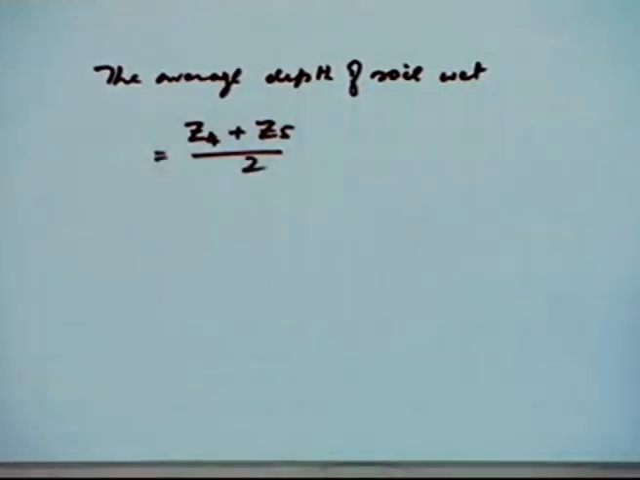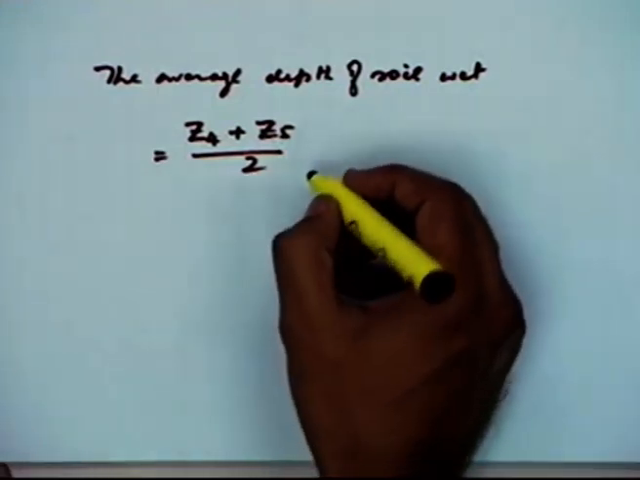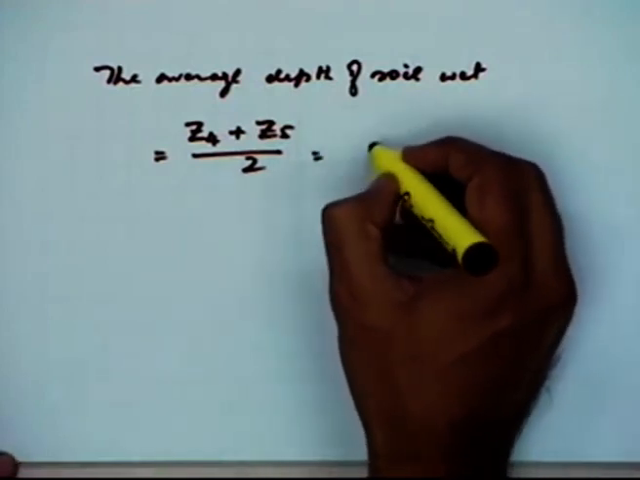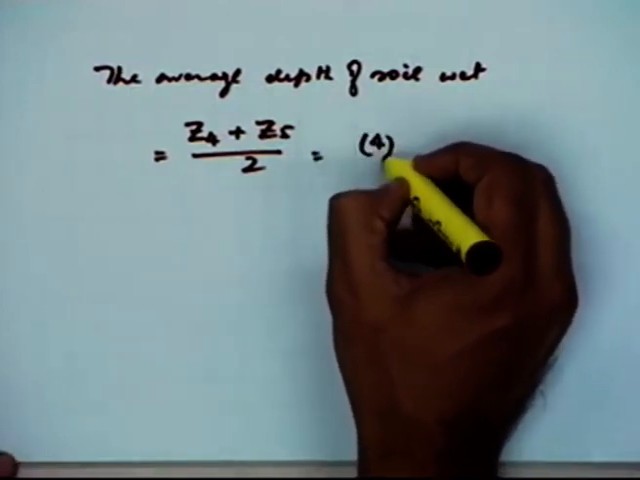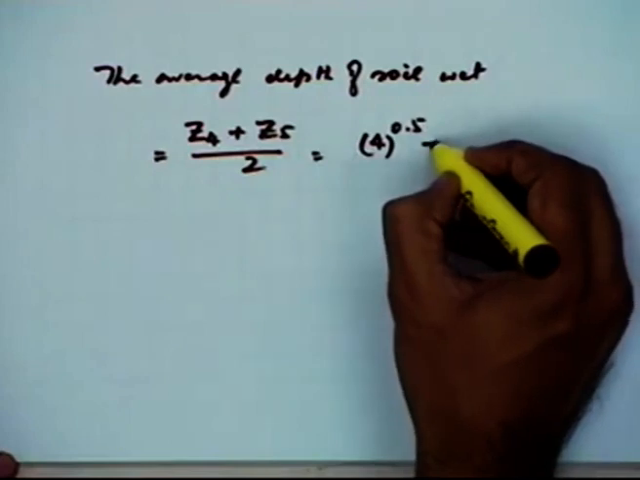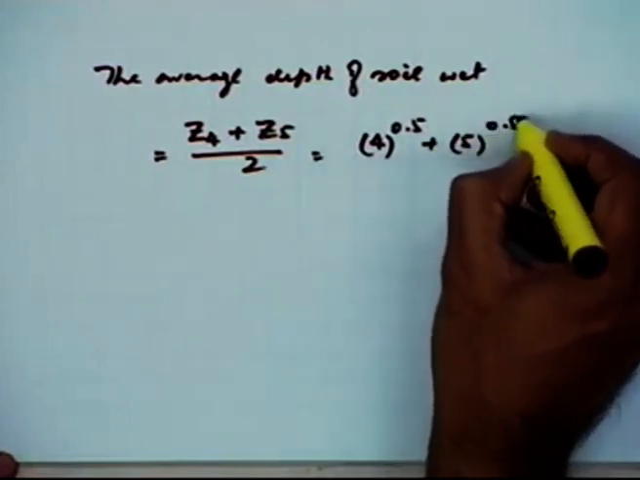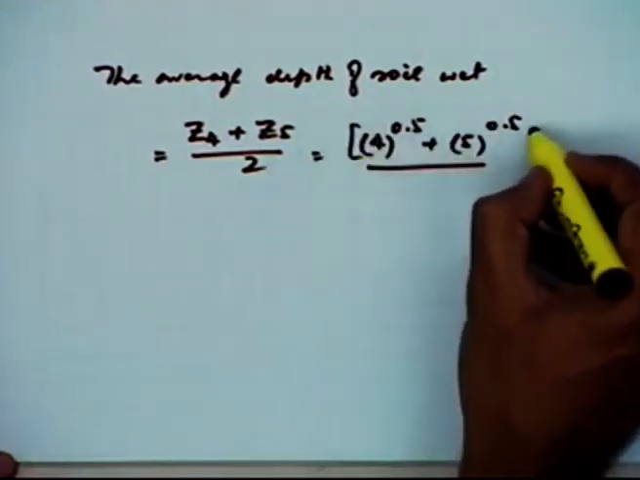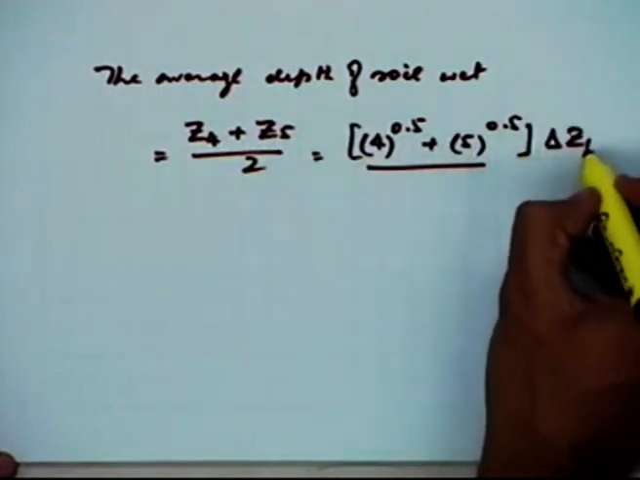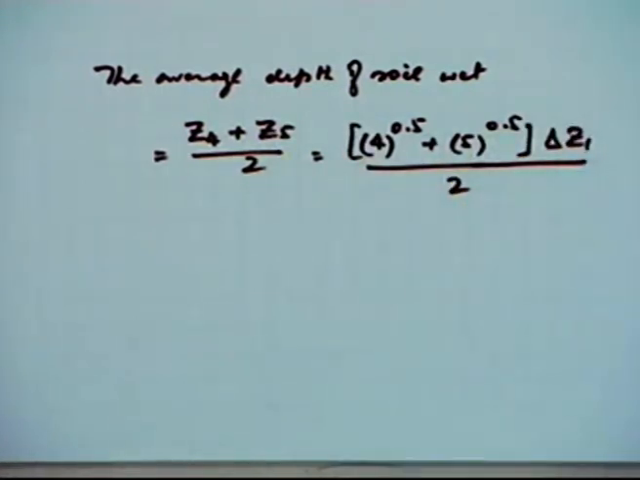So the total depth which has been wet, what is the average value of that? It is the average of the two extremes. On one side is Z5, other side is Z4. So the average of that will give you the total depth which has been wet. This you can also express as 4 to the power 0.5 plus 5 to the power 0.5, by 2.